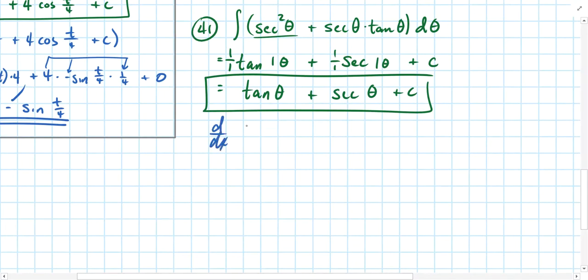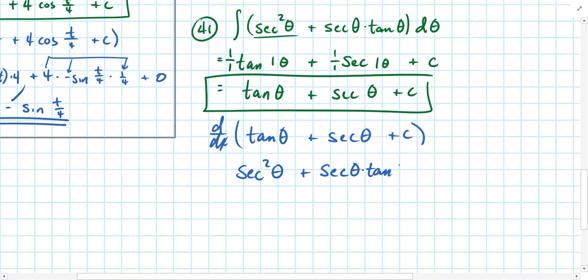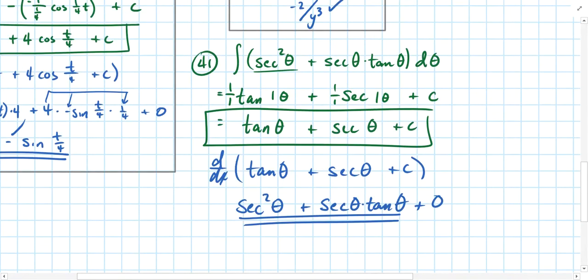And if we were to compute the derivative of tangent theta plus secant theta plus c, and you may have to consult your derivative rules for this one since it's been a while since we've seen them, the derivative of tangent is secant squared theta. The derivative of secant is secant theta times tangent theta, and the derivative of c is 0. And so the result after computing the derivative of our suspected answer is indeed the exact same argument that the problem started with, so we're in good shape.